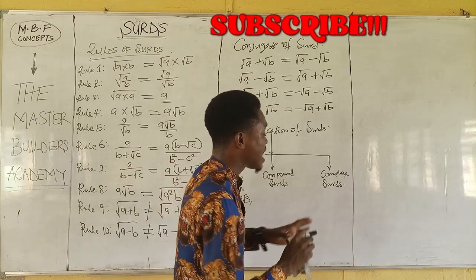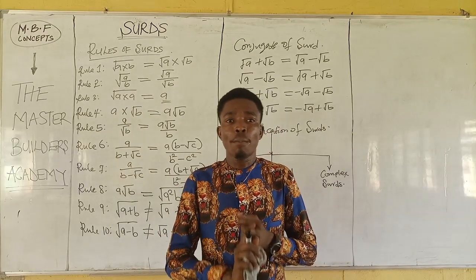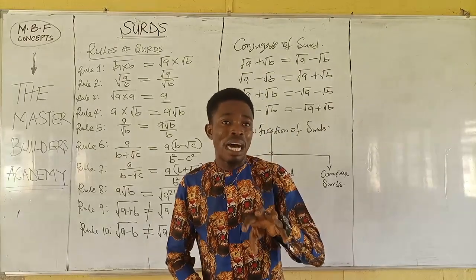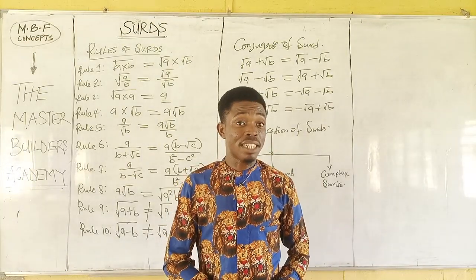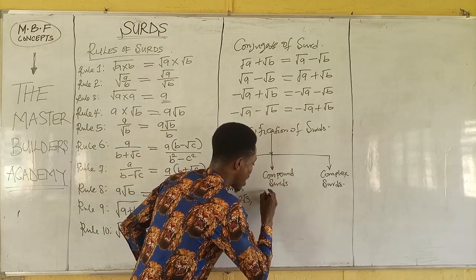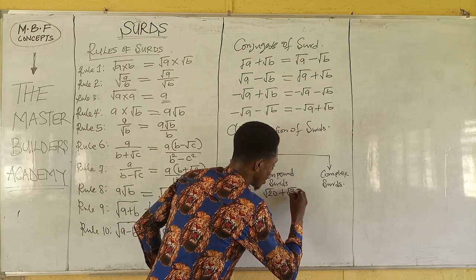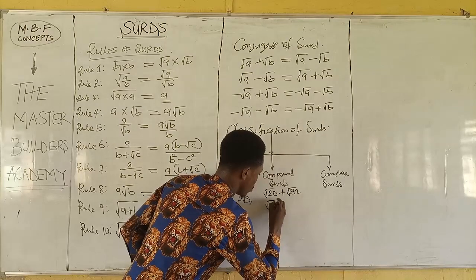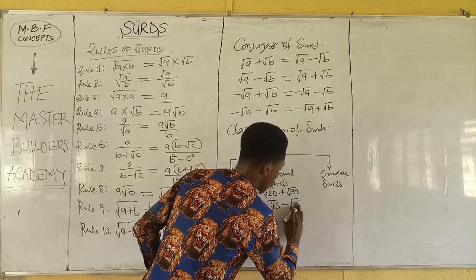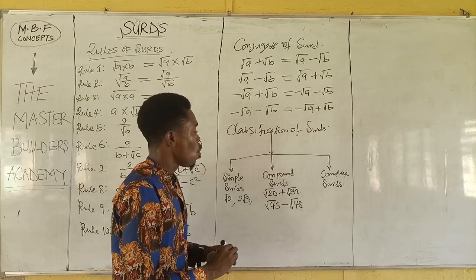This compound surd actually deals with addition and subtraction of surds. Yes, the operation of surds, that is addition and subtraction, is categorized under the compound surds, right? Now, how does this come? You can have this as root 20 plus root 32, or you can have this as root 75 minus root 48, as the case may be. This is an example of a compound surd.